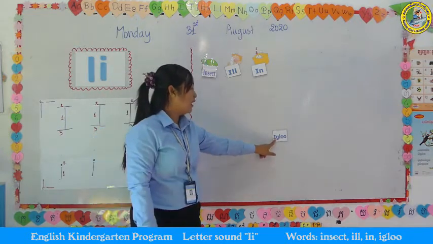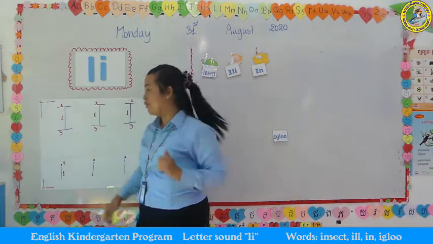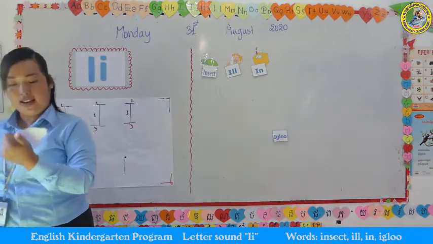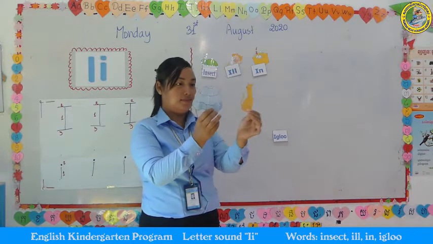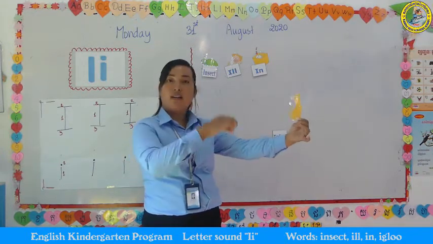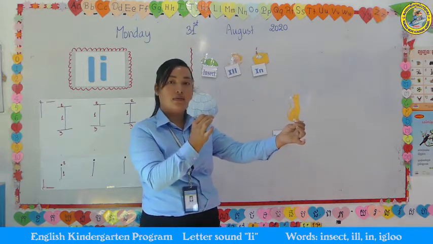Go to the last one. Eagle. Yeah, the teacher will show you. Okay. Now, please look at this. Which one is eagle? The left one or the right one?